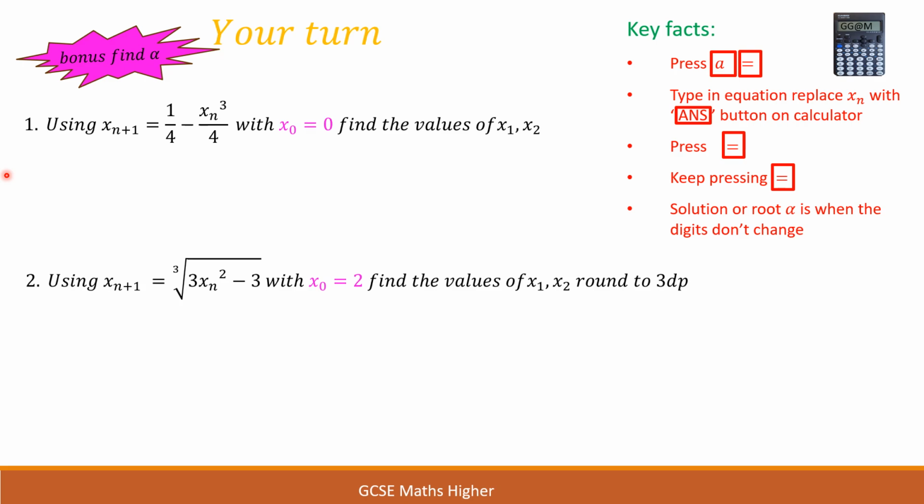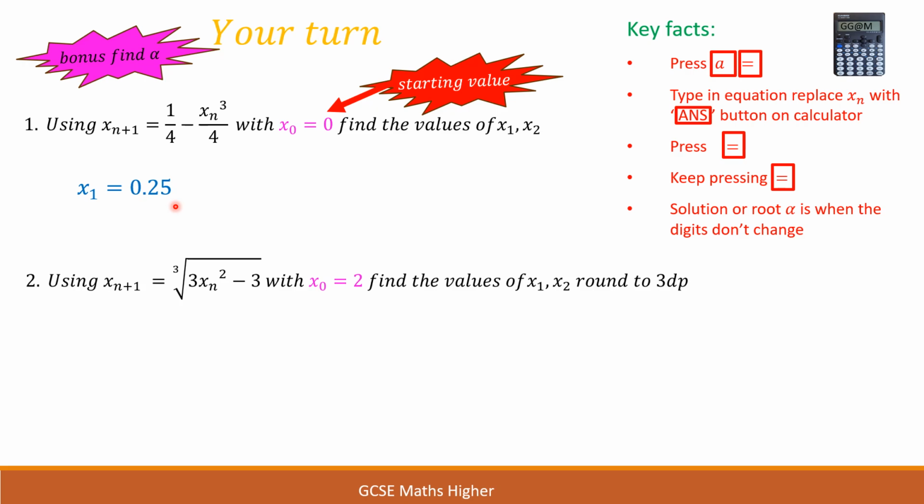Excellent. So hopefully on the first one you typed in 0 equals on your calculator, then you did 1/4 using the fraction button, minus fraction button again, answer cubed divided by 4, and press equals. You should have got the value of 0.25. So this is our starting value. It gives us a value of 0.25, or it probably came up with 1/4.